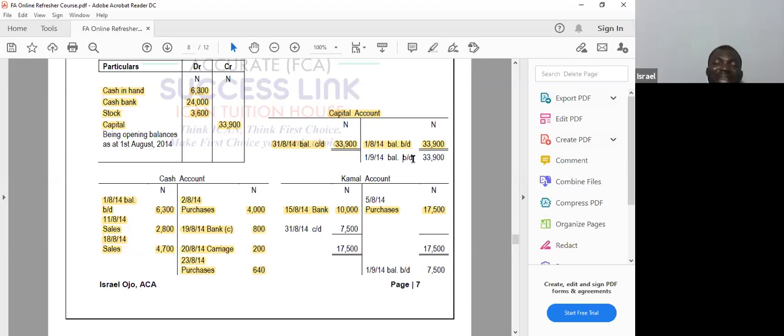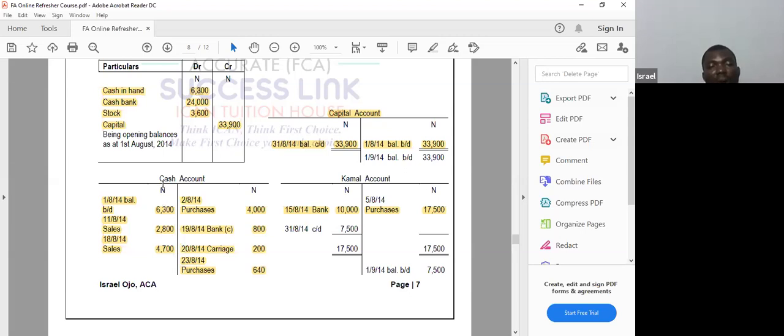What I'm going to put there is the balance carried down amount for the year or for the month. That will be the one that will take over and balance it up. So we have the cash account. What is the cash account? We have a cash account here.